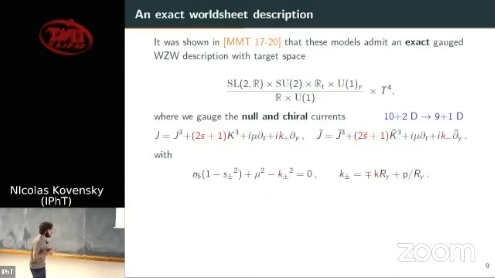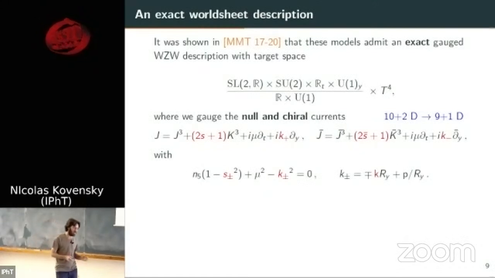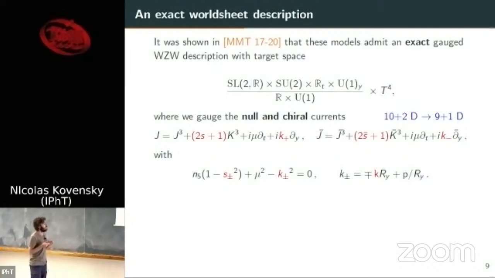Okay. So it was shown very recently, a couple of years ago, in a very nice series of papers, that this geometry can actually be understood directly from the worldsheet of strings, in terms of a gauged Wess-Zumino-Witten model, which is a coset theory where the target space is of this form. And the idea is that you start from a 12-dimensional geometry, which I will often call the upstairs geometry.